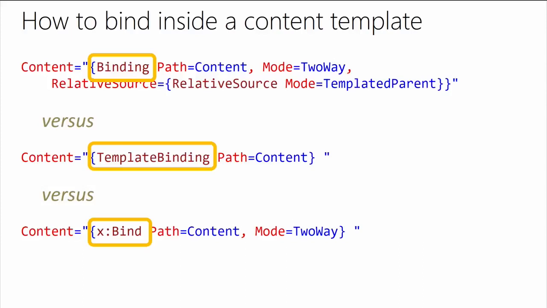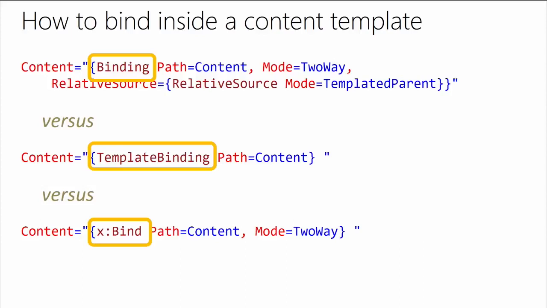The first one is binding. Would you use this inside a template? Of course you would, because it does all kinds of things. It is the most flexible binding solution available. And in this particular example, you can see its relative source is set to the templated parent, which means if it was inside that grid or whatever, it would be referencing back to the button implementation. So that's great, right? I'm reading from the content path.